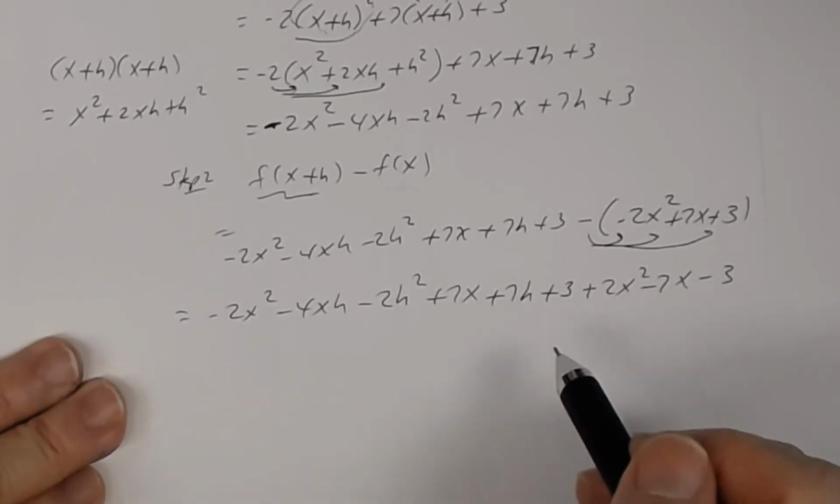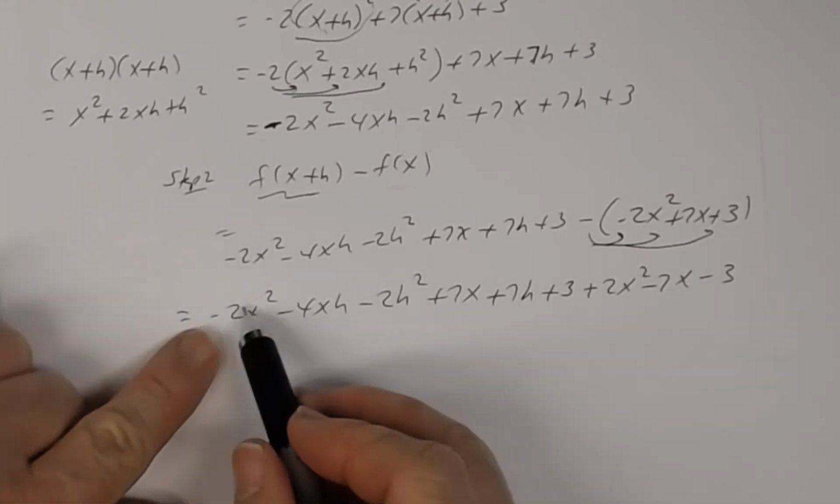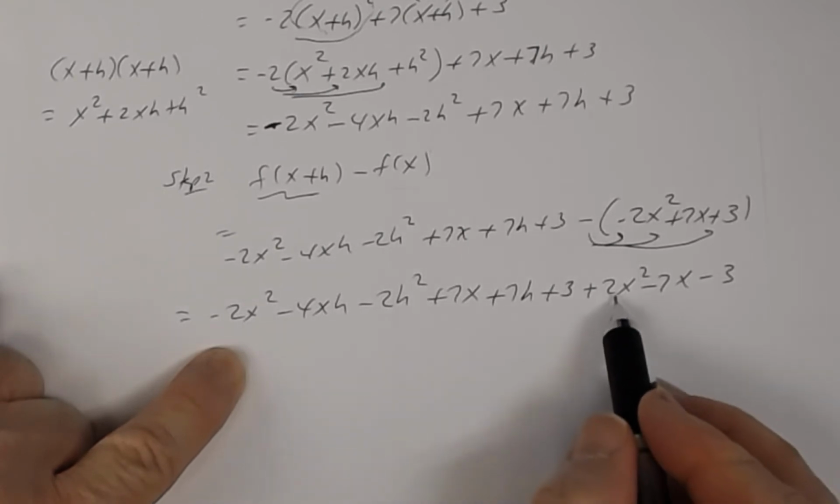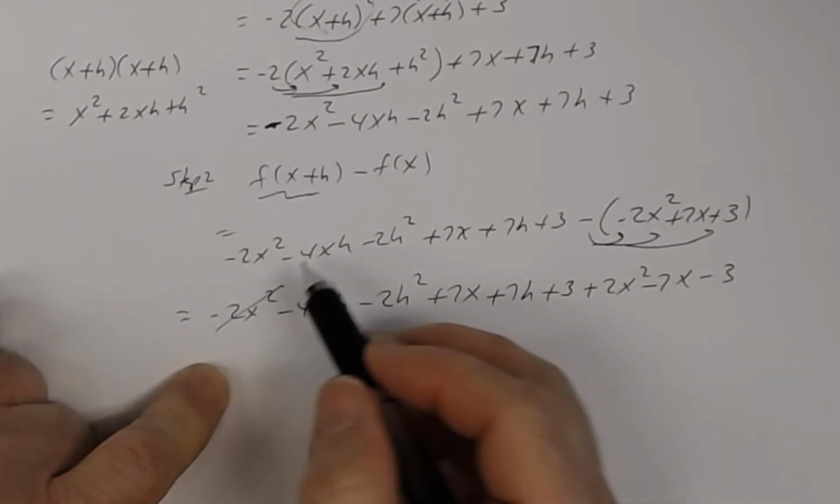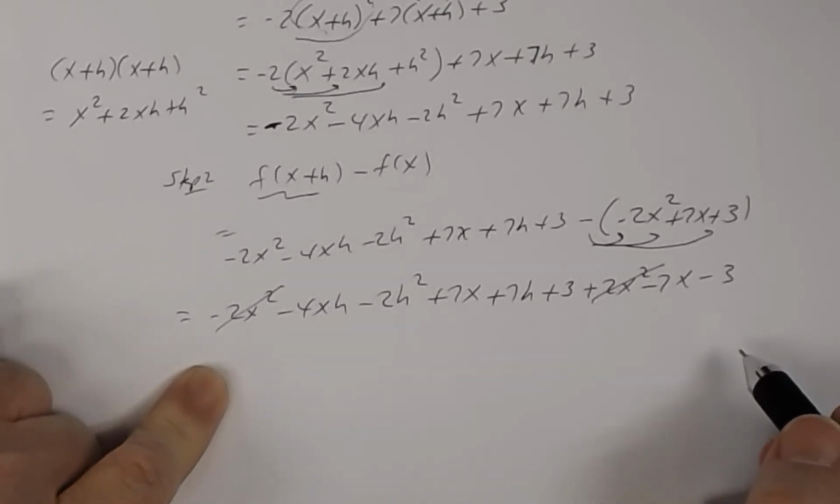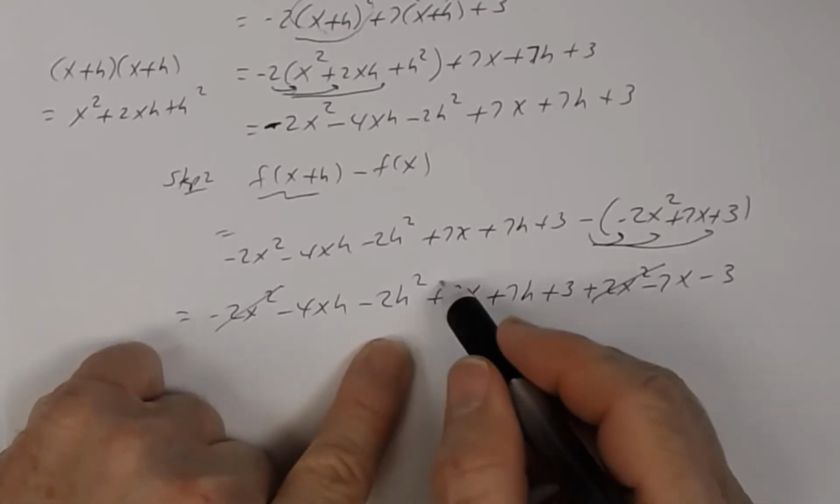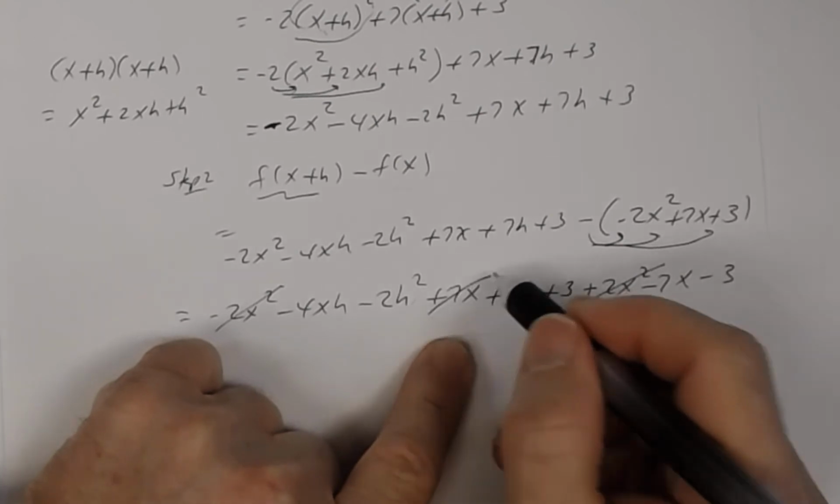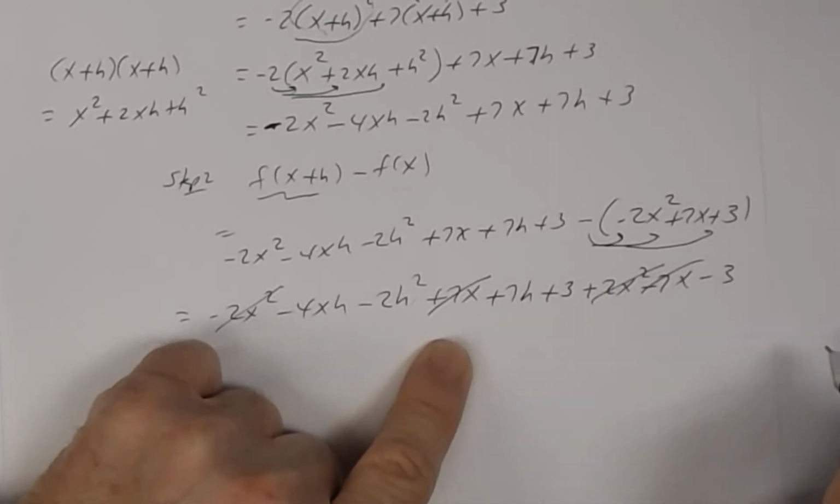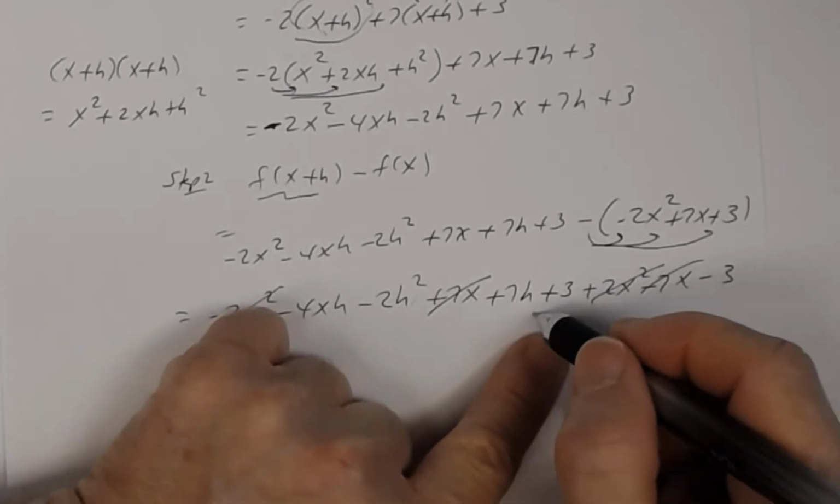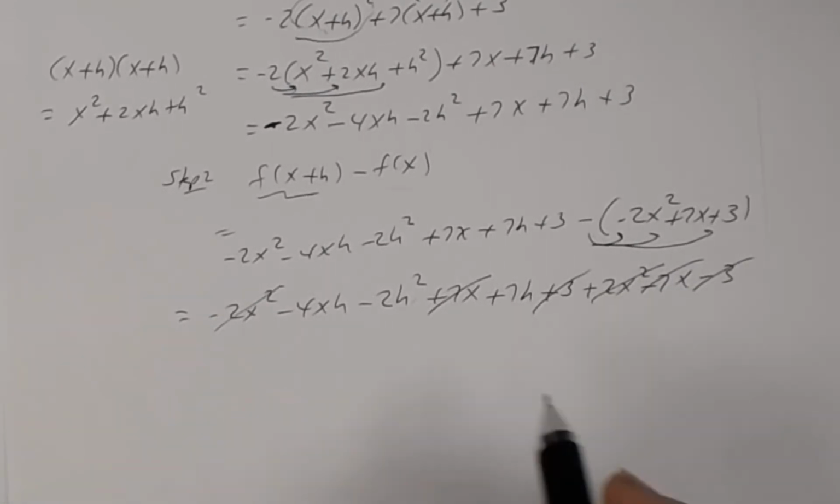Now remember, at the end of step 2, every term that does not have a factor of h, its opposite better be there, and it is. Negative 2x squared plus 2x squared is 0. That has a factor of h. That has a factor of h. In fact, it has 2 of them. This does not. A positive 7x and a negative 7x add up to be 0 when I combine them. This has a factor of h. This does not. A positive 3 and a negative 3 is 0.